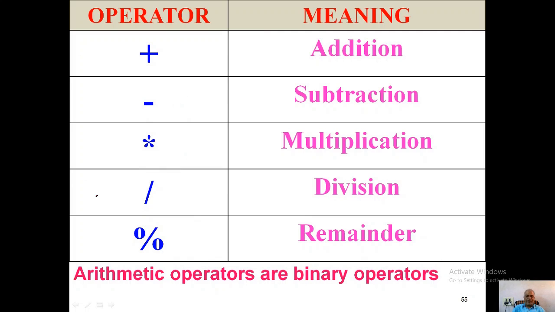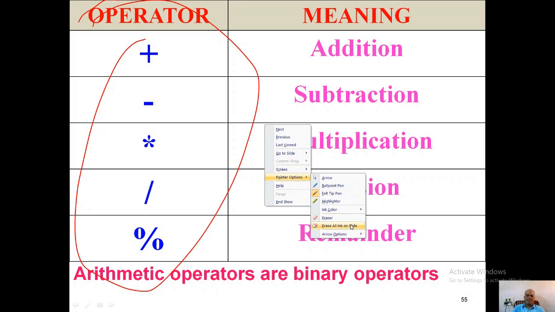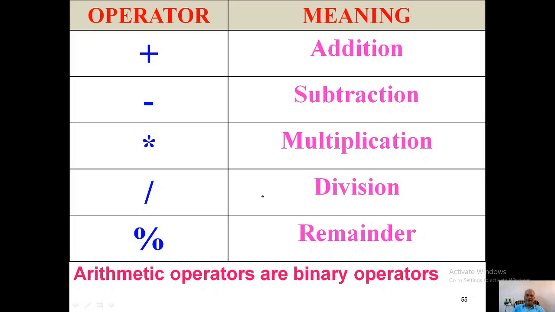All these operators are called binary operators. Why are these operators called binary? Here they require two operands to perform the operations, like a plus b, a minus b, a star b, a divided by b, a modulus b. So arithmetic operators are binary operators. They can operate in between two operands only.